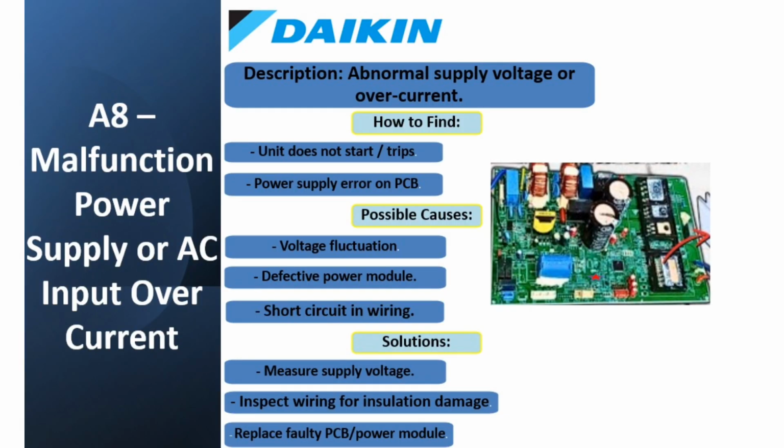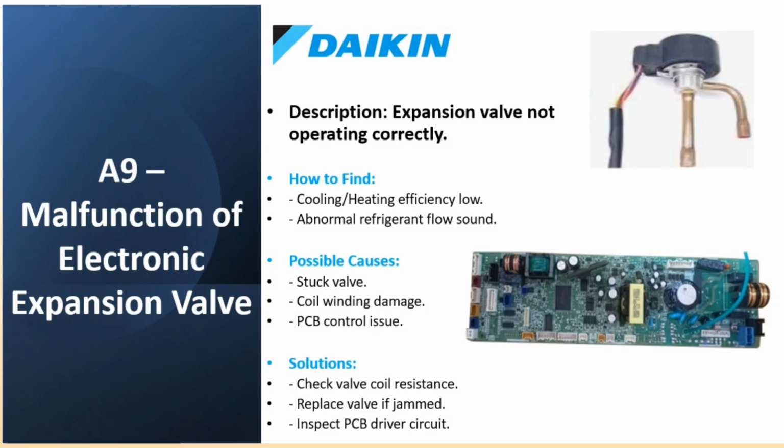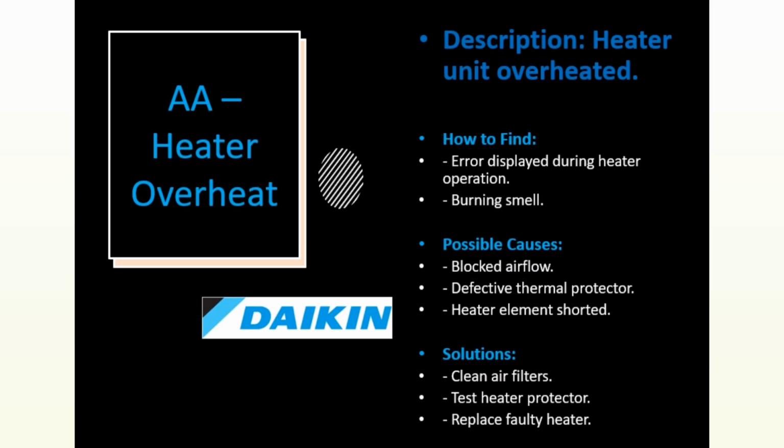A8 points to power supply trouble or overcurrent. Measure your supply voltage, check wiring, and if needed, replace the PCB or power module. A9 is all about the electronic expansion valve. If cooling or heating is weak, check if the valve is stuck or if the coil is damaged. Replace as needed. Then, AA means heater overheat.